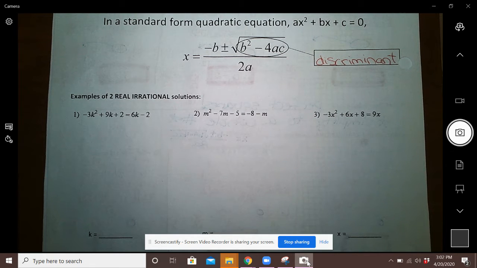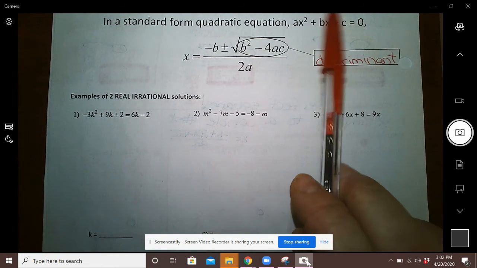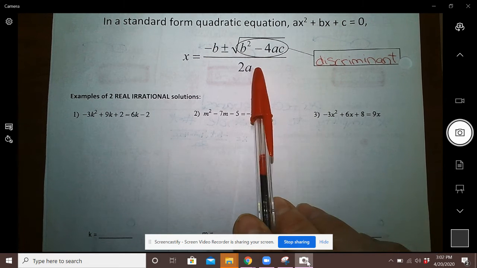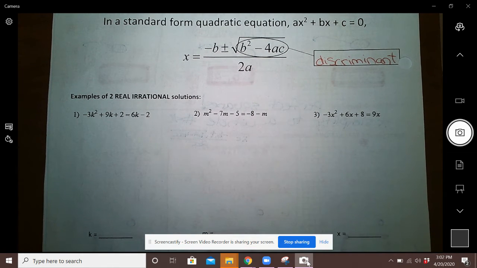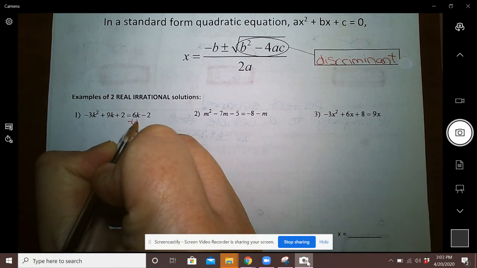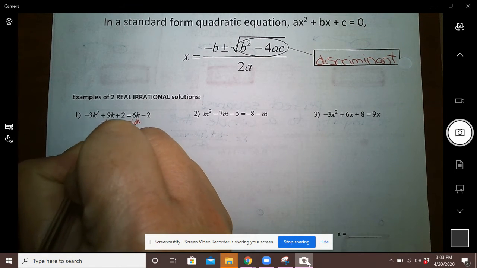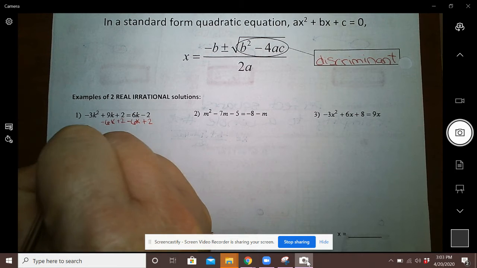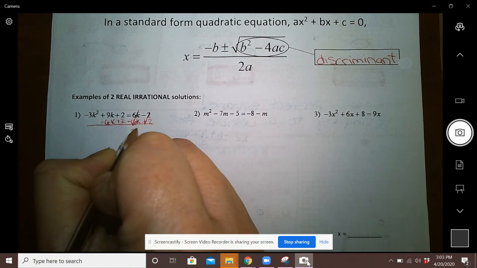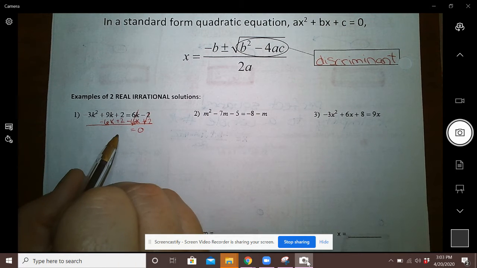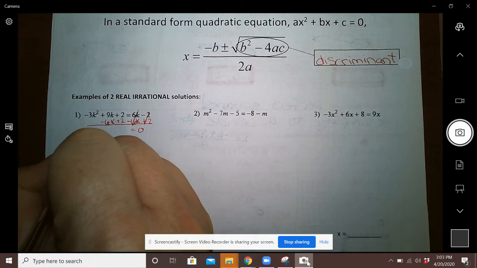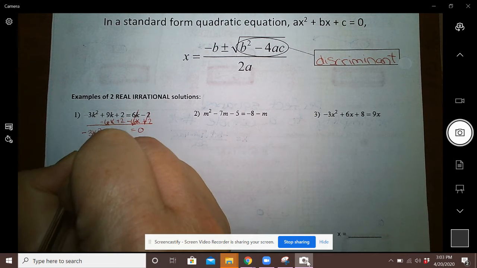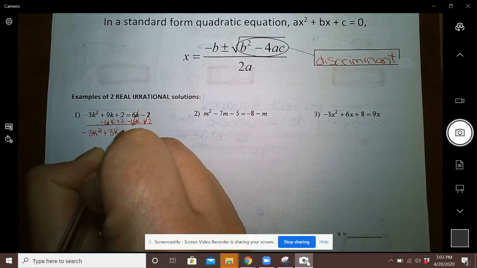So let's get started. First of all, quadratic equations must be in standard form before you plug them into the quadratic formula. I hope you've gotten used to that by now. So let's get going here. Number 1 is not set up well. I have to move things around to get it into standard form. So I'm subtracting 6k from 9k, and I'm adding 2 to 2. The whole goal here is to get a 0 on the right. So if I rewrite this, I've got negative 3k squared, 9 minus 6 is positive 3k, and 2 plus 2 is 4.